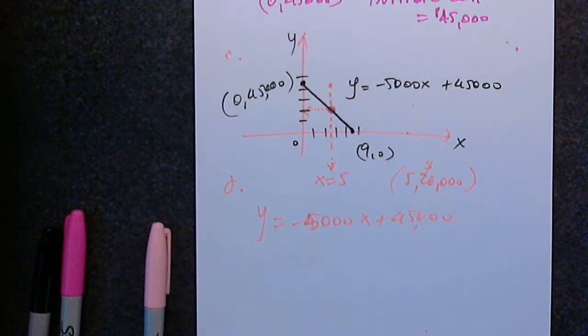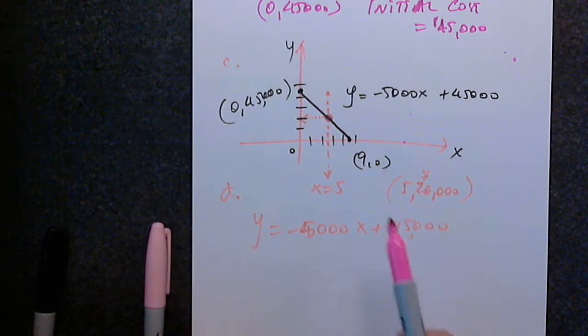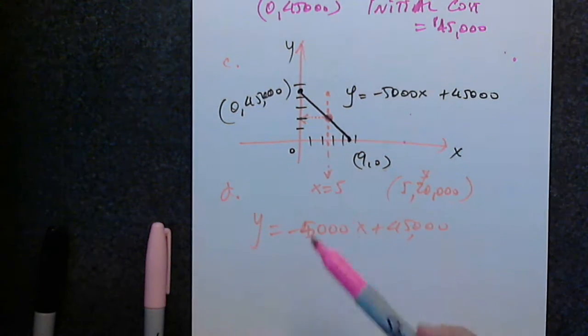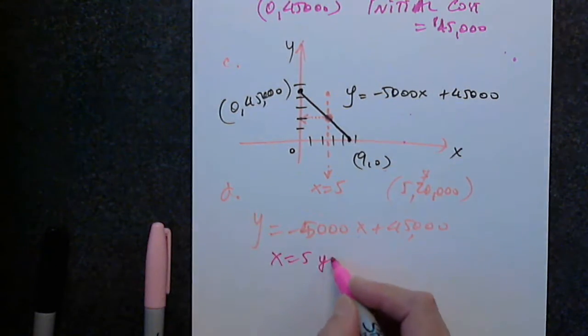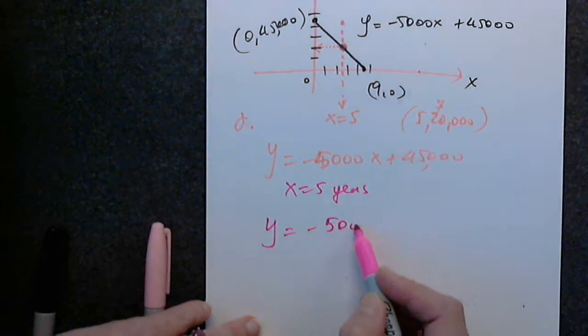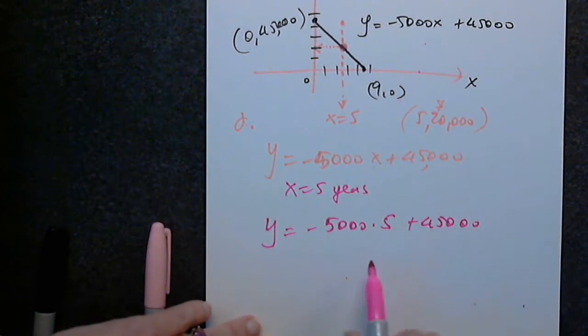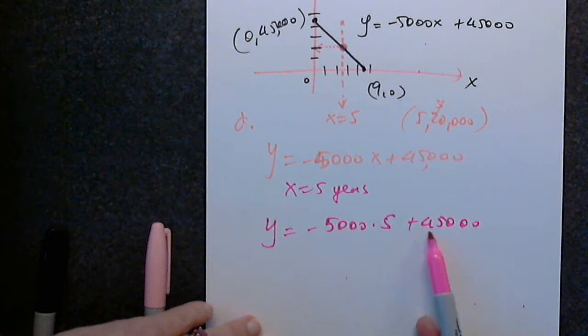Oh, I'm so sorry, Maureen, please. Of course. X for, exactly, that's what we did from the graph. Absolutely. So for x equals 5 years, y equals negative 5,000 multiplied by 5 plus 45,000. So this is negative 25.